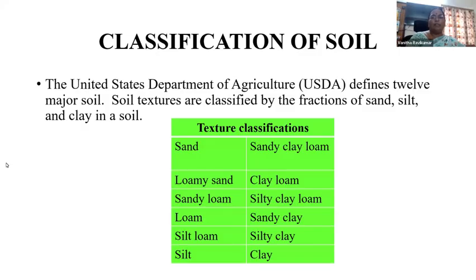Soil texture is defined mainly by sand, silt, and clay, and their composition with other material. The classes are sand, loamy sand, sandy loam, loam, silty loam, silt, sandy clay loam, and silty clay.